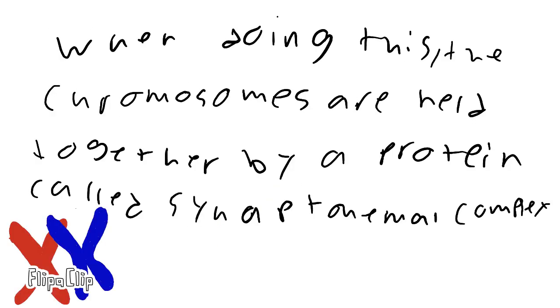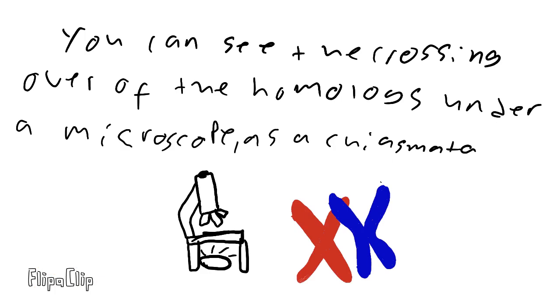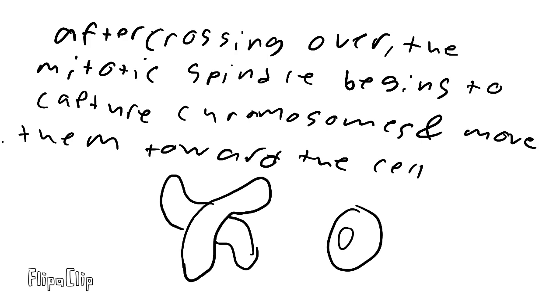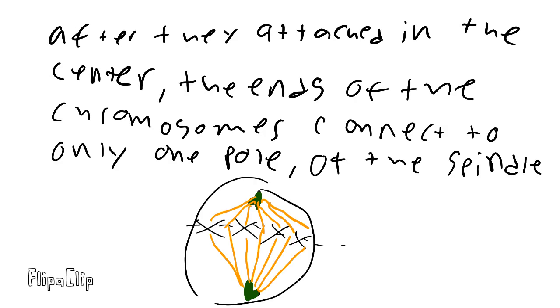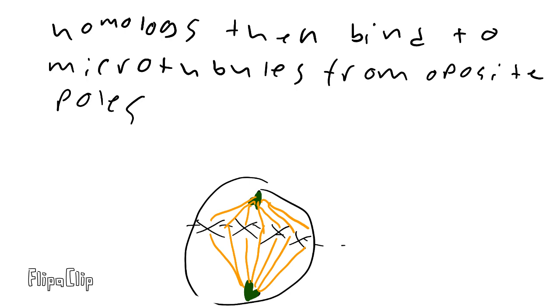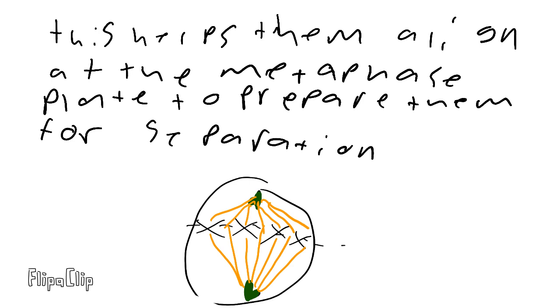When doing this, chromosomes are held along by a protein called the synaptonemal complex. You can see the crossing over of the homologues under a microscope as chiasmata. After crossing over, the mitotic spindle begins to capture chromosomes and move them towards the center of the cell. This is the metaphase plate. This step is the start of metaphase 1. After they are attached in the center, the ends of the chromosomes connect to only one pole of the spindle. The homologues then bind to the microtubules from opposite poles. This helps them to align at the metaphase plate to prepare them for separation.